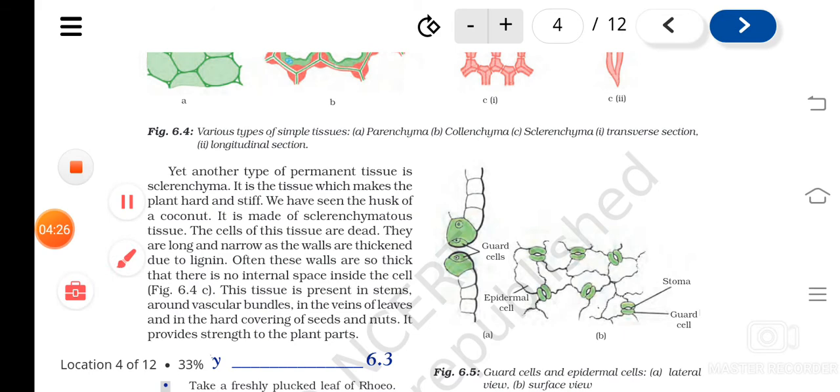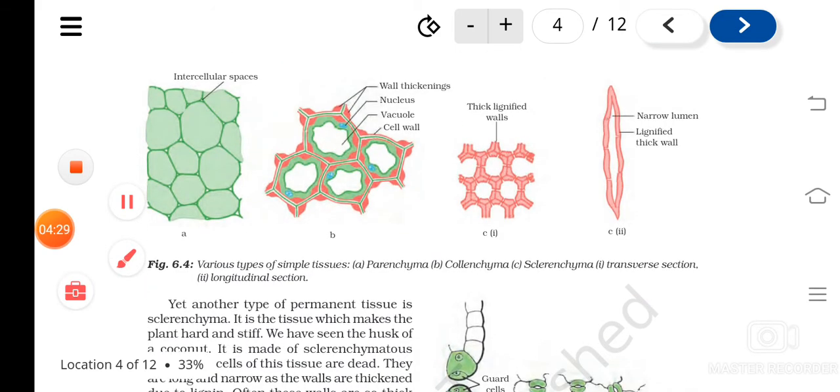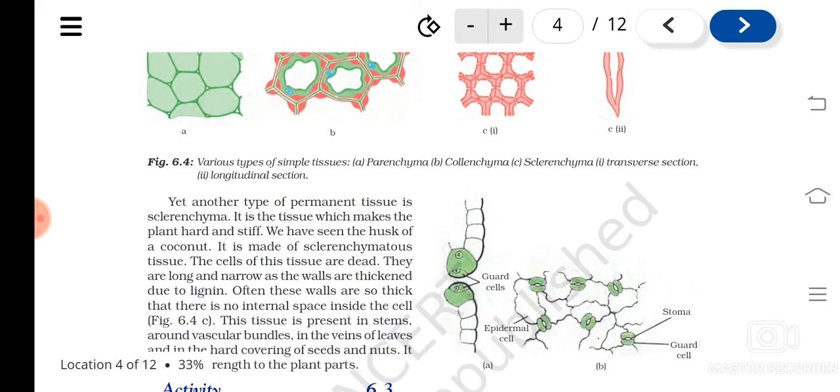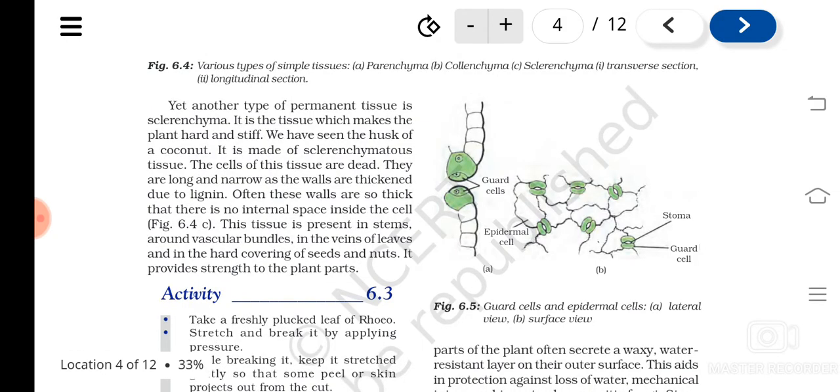So, about simple permanent tissues, you understood? What are the different types of simple permanent tissues? Why are they known as simple permanent tissues? Because they are made up of a single type of cells. Single type of cells, not single cell, what you will write? All the, see, tissues means group of cells only, isn't it? So, if all the cells in the tissue are the same, then we call it as what? Simple permanent tissues. Understood?